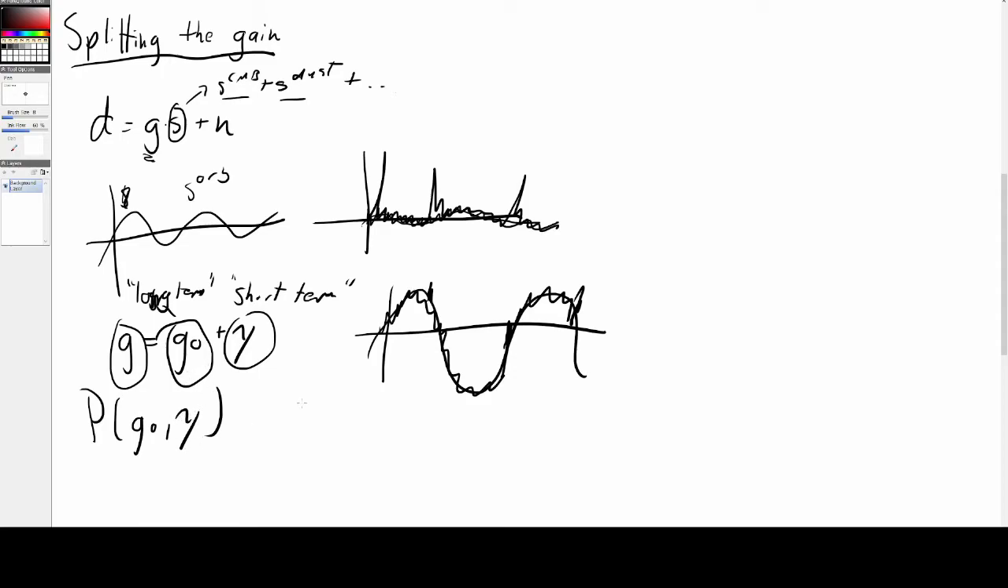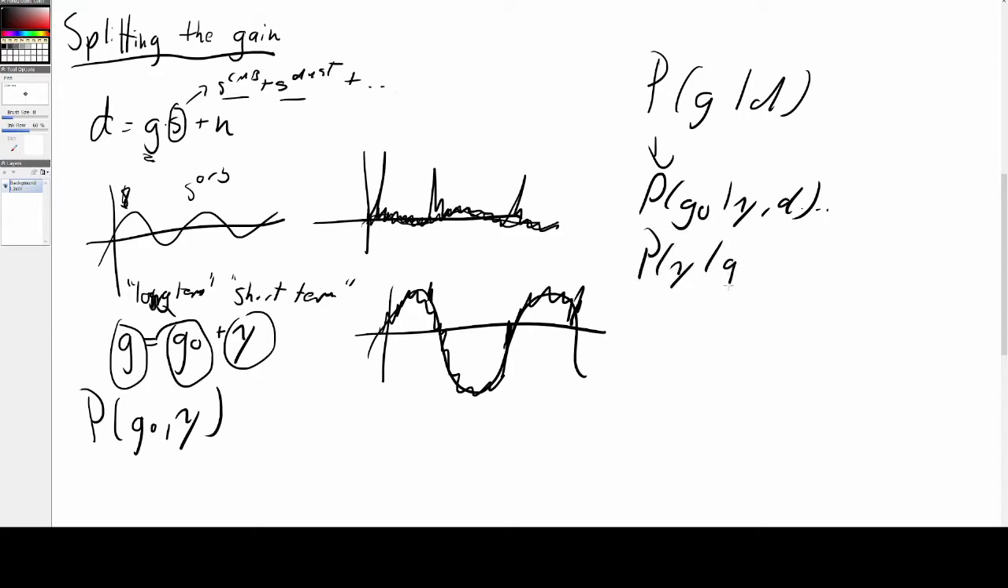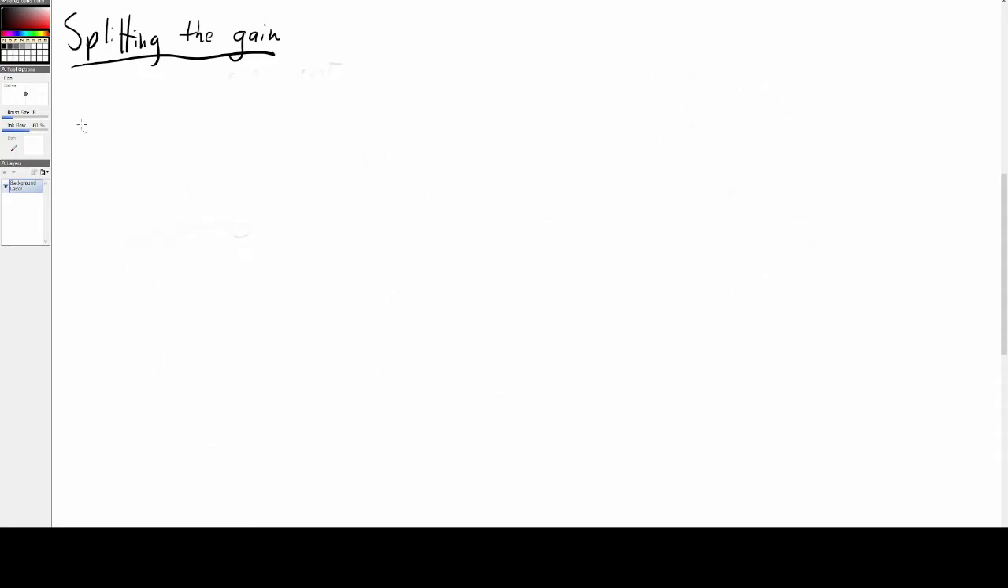And so each of these has to go into their own. When we're doing this, instead we're doing P of G0 given gamma, delta and everything else, of course, and then sampling this given the rest. So we call this the absolute calibration, and then we can call this the relative calibration. At this point, we have to clean up our notation a little bit. So we have now split our gain into this G naught plus gamma.